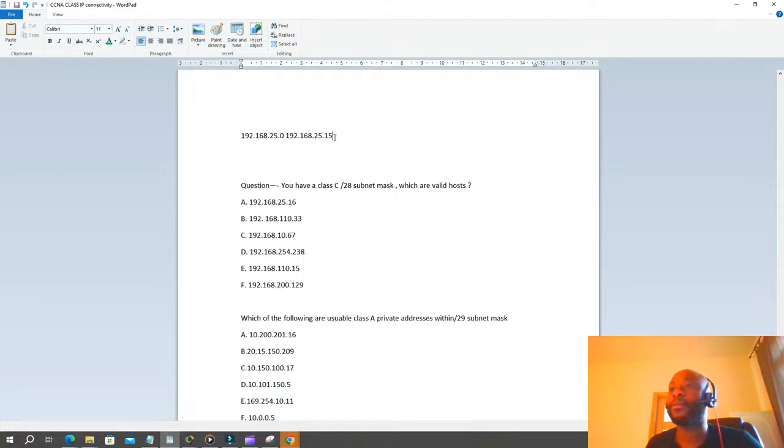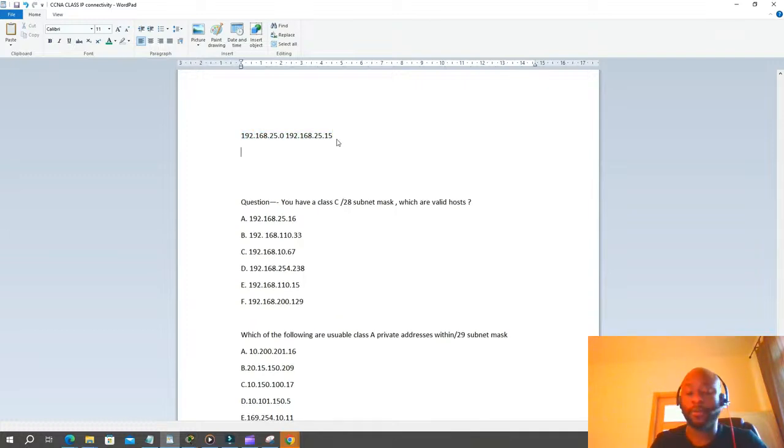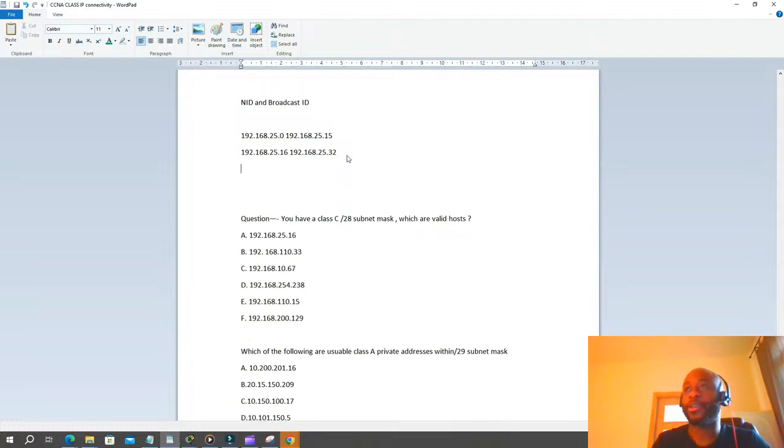Then the next one is going to be .16 to .32. So you cannot use the first and the last address. The first one is the network ID, and the last one is the broadcast ID. So you cannot use this, this is the network and this is the broadcast. So this is wrong.